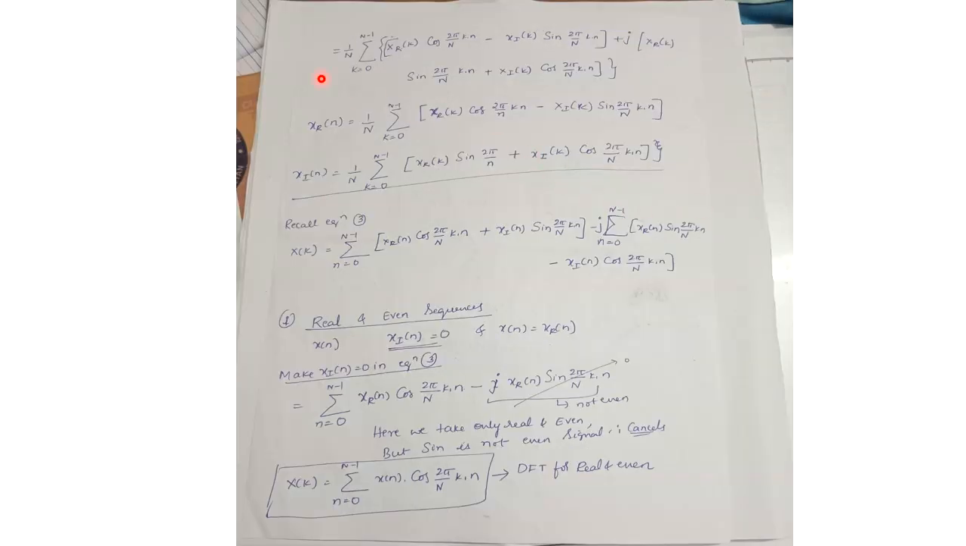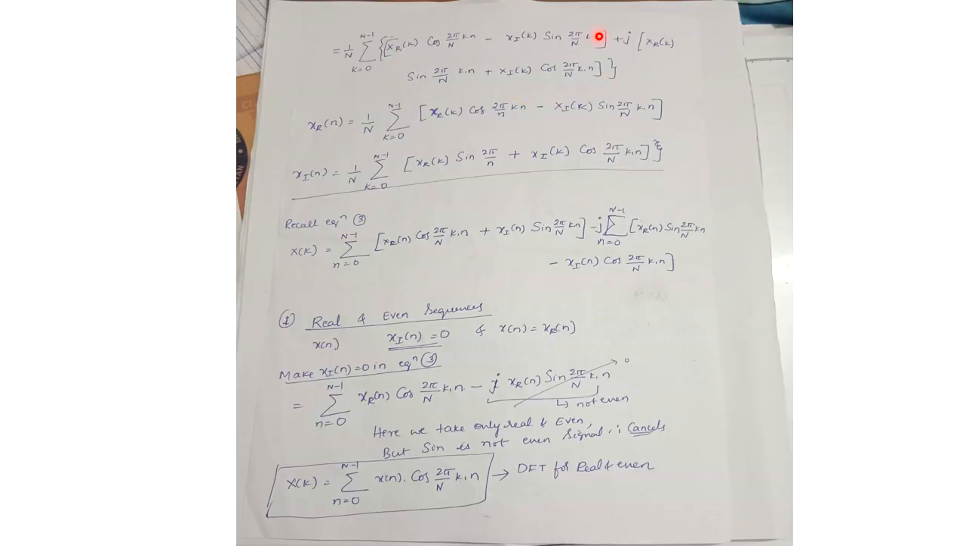So now (1/N) summation of k equals 0. When you multiply, you will get this equation. Now we have to reduce the equation: Xr[k] cos(2π/N kn) minus Xi[k] sin(2π/N kn) plus j of (Xr[k] sin(2π/N kn) plus Xi[k] cos(2π/N kn)).